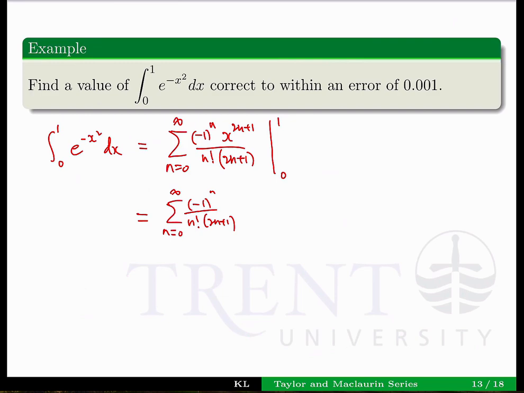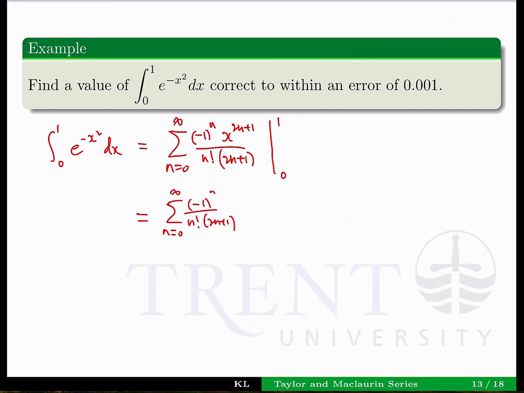minus evaluated at 0. But take note, the lowest power for your x occurs when n equals 0, and that means you have x to the power 1. So this power series has x in each term. There is no constant term, which means evaluated at 0, it's just 0. So now we have this actual value for this definite integral in the form of a power series.